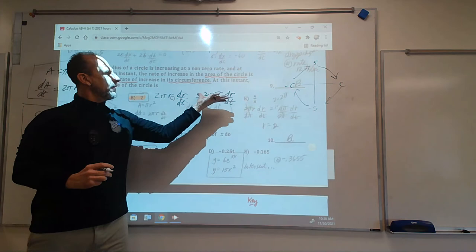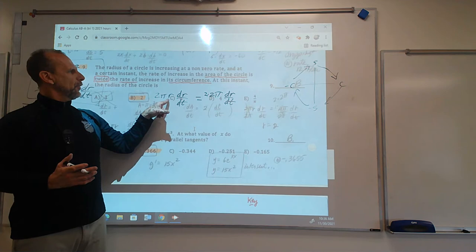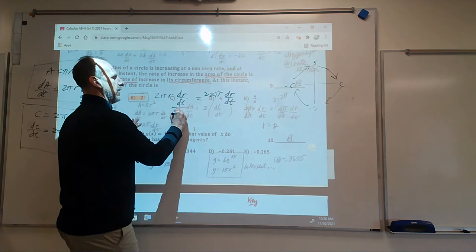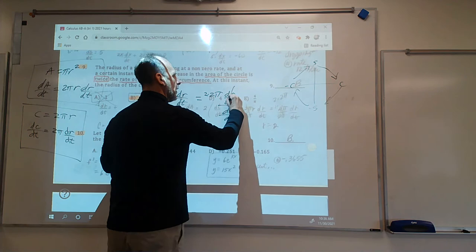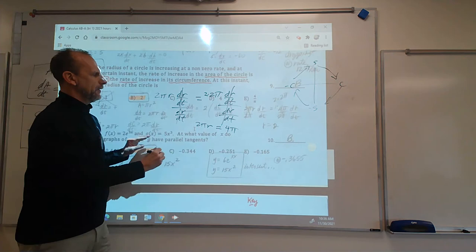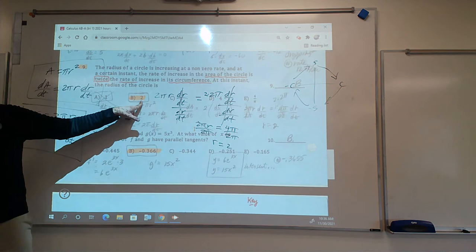At this instant in time, when this happens, what's the radius of the circle? They want you to solve for r. Where's r? It's right here. Besides dr/dt, that's the only variable up here. In fact, can I divide both sides by dr/dt and get rid of them right now? Divide by dr/dt. Divide by dr/dt. Gone. Gone. And we get 2 pi r is equal to 4 pi. I don't want 2 pi r. I just want r. So divide by 2 pi. Divide by 2 pi. Gone. r equals 2. Boom. Answer. Done. Good stuff. Watch the video again if that was too quick.